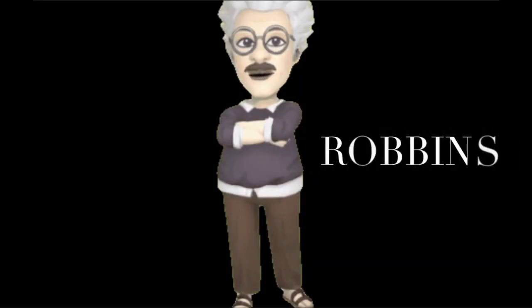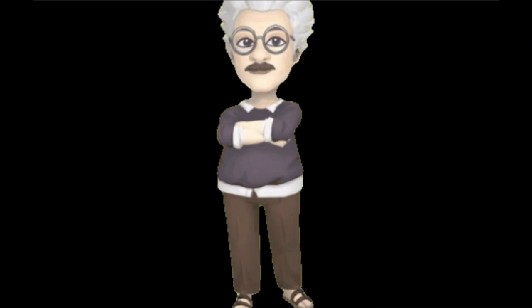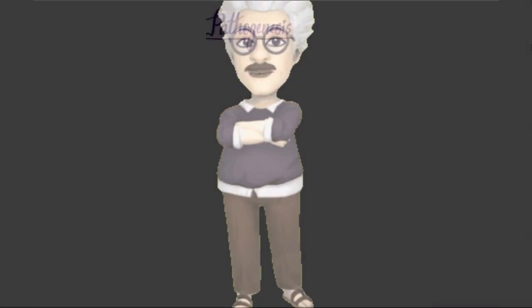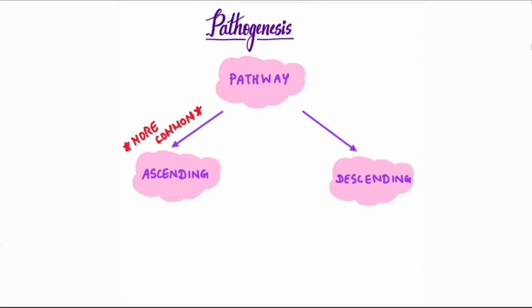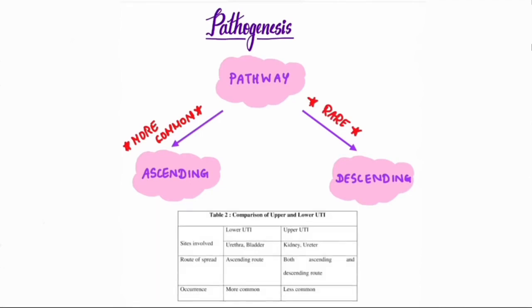Hi, this is Robbins, and I'm going to talk about the pathogenesis of urinary tract infections. UTI develops by either ascending or descending bacterial invasion into the urinary tract. The more common mode of infection is the ascending pathway, where fecal flora gain access to the urinary tract via colonization of the urethra. Rarely, a UTI occurs by way of the descending pathway. Descending infections are the result of hematogenous spread of bacteria from a primary source located elsewhere in the body.